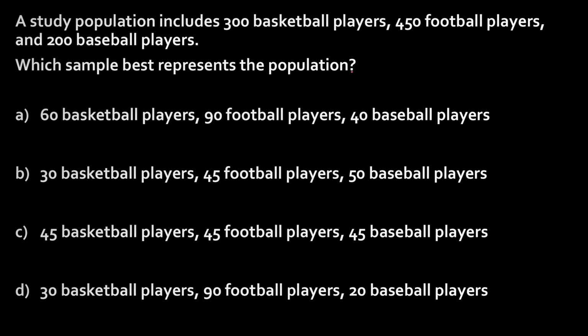So if I look here, football has the largest amount, right? Football has the most players. Baseball has the least, and basketball is in the middle. So football is on the top, basketball's in the middle, baseball is on the bottom. So when I'm looking at these different multiple choices, I want to pick an answer where football has the most players, okay? If I look at B here, football does not have the most players because baseball has the most, which is not right because baseball should have the least.